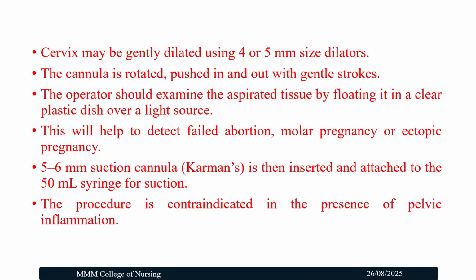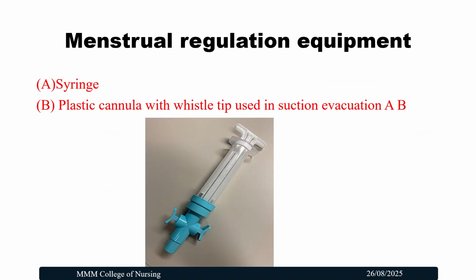Then the procedure is contraindicated in the presence of pelvic inflammation. The syringe for the menstrual regulation procedure equipment has a plastic cannula with a whistle tip, used in the suction evacuation procedure.